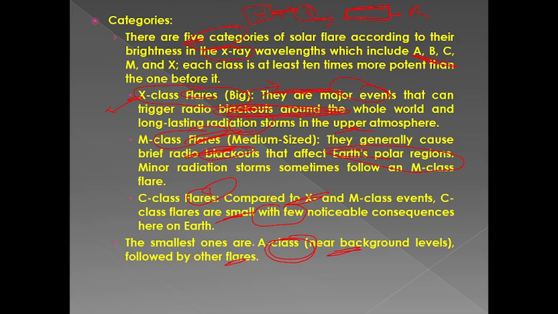With the big size, complete blackout in the whole world can occur, and radiation in the upper atmosphere may also occur. With the medium class, there will be some blackouts of radio signals and minor radiation. Whereas in the C class, it is very small, and few noticeable consequences can be seen on the Earth.